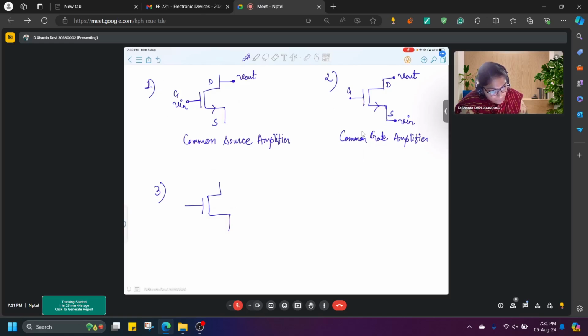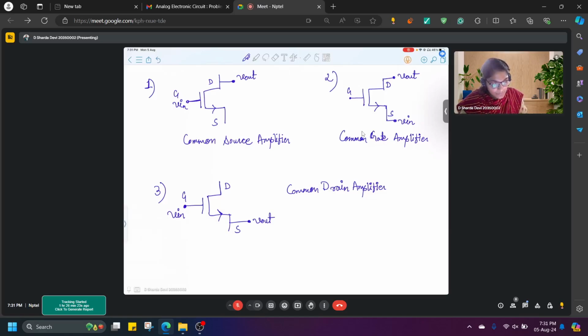So here again this is gate, drain, and source. What we are doing is giving input to the gate, but taking output from the source terminal. The terminal which is left alone is common, drain. So this is a common drain amplifier. Now we will see whether it is an amplifier or not.